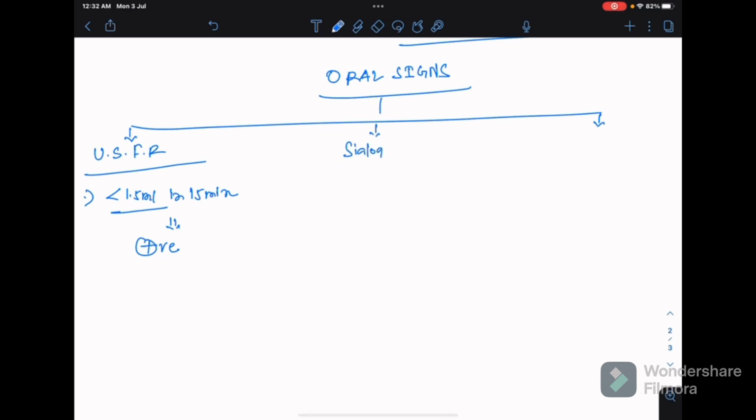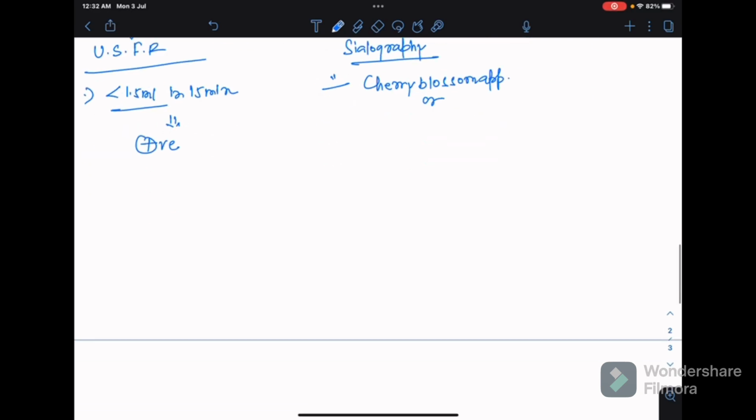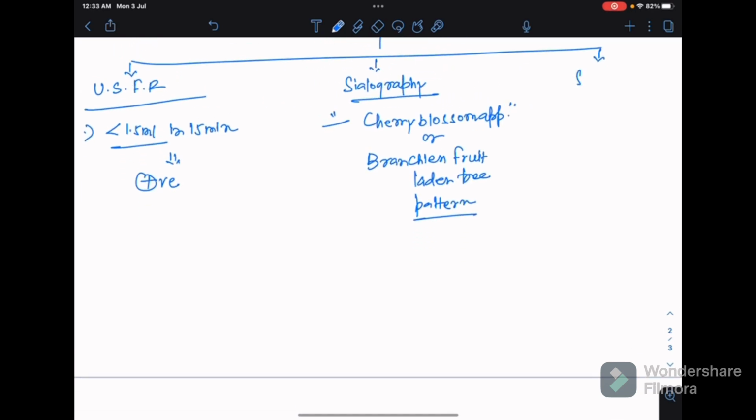Then we use scintigraphy. In scintigraphy, what will happen? Basically, we inject radioactive iodine into the gland, and there occurs a special phenomenon which is known as cherry blossom appearance or branchless fruit laden tree pattern. Right? On scintigraphy, we use a radio tracer.